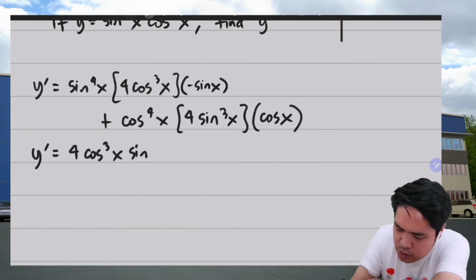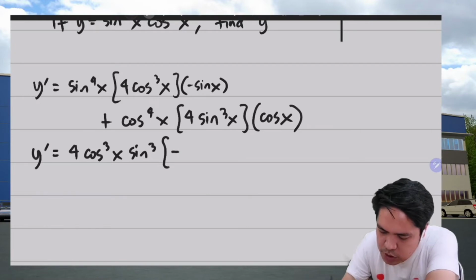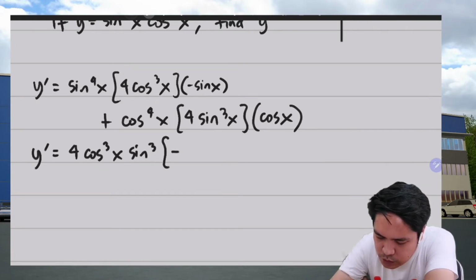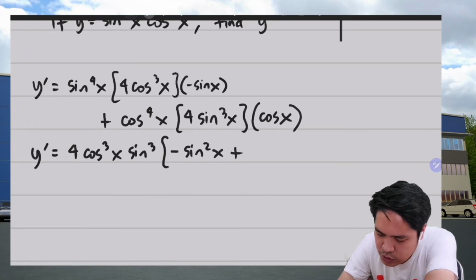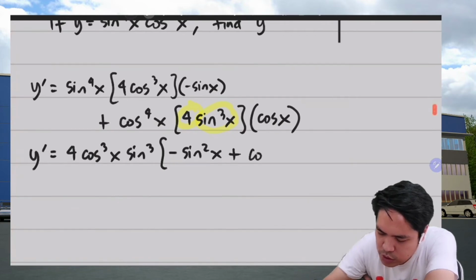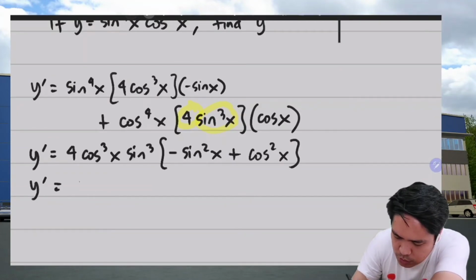In the first term, it is still negative. So negative, factor out the 4, factor out the cosine cube, leaving a sine squared. So minus sine squared x. Then plus, here we factor out the sine cube and the 4, and the cosine cube, leaving a cosine squared x. Okay, continue. So we'll have y prime is equal to 4.